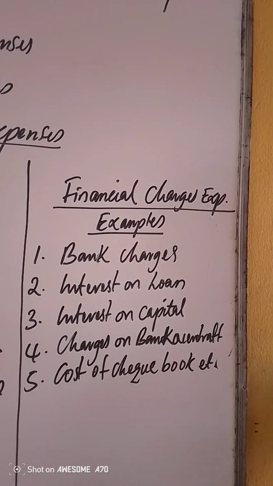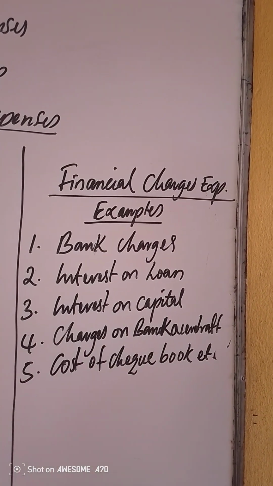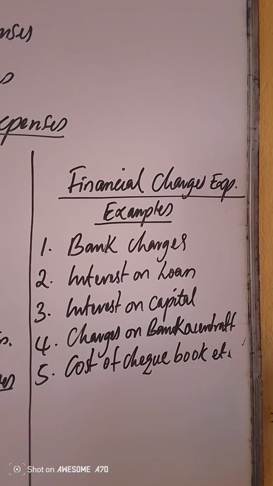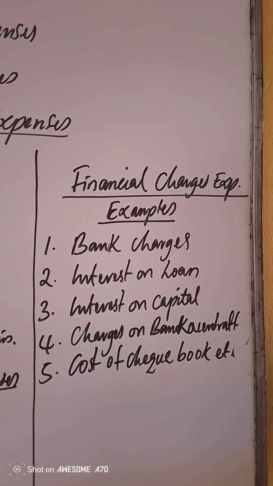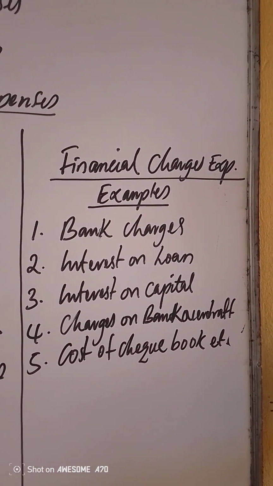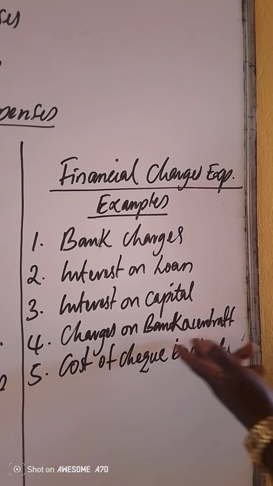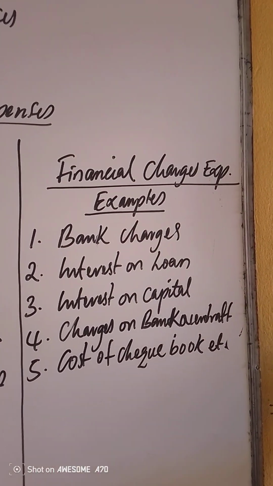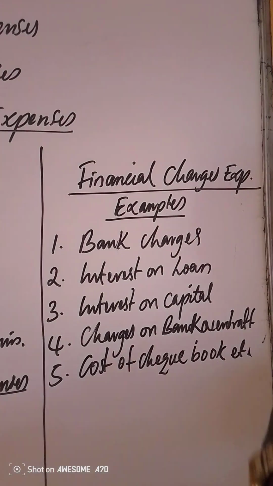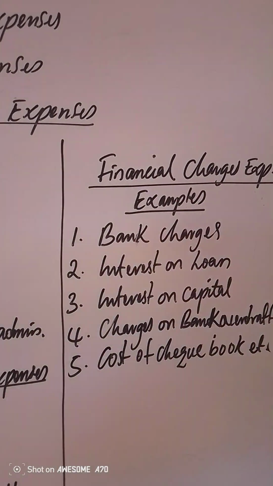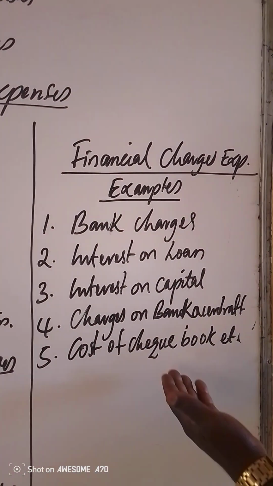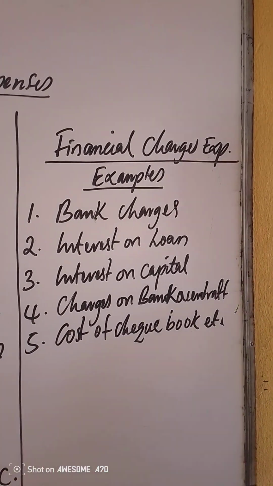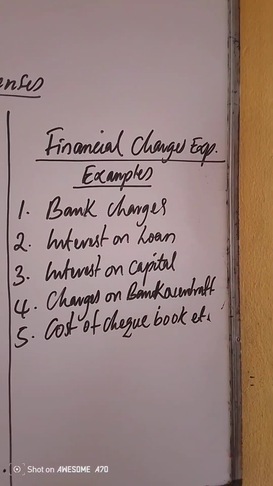If interest is paid on a loan, because the business is getting a loan to finance the business, it's under financial charges. We have interest on capital. If interest is being paid on capital for one reason or another, it is also a finance charge. We have what is called charge on bank overdraft. All these are just loans and other means of getting money to finance the business. So if expenses are incurred as a result of trying to finance the business, they are grouped under what is called financial charges. And then cost of checkbooks and others. All these are costs of trying to get money to finance the business. They fall under financial charges.